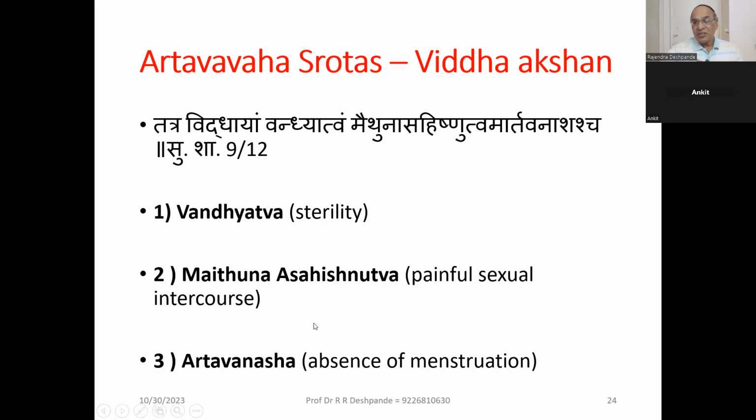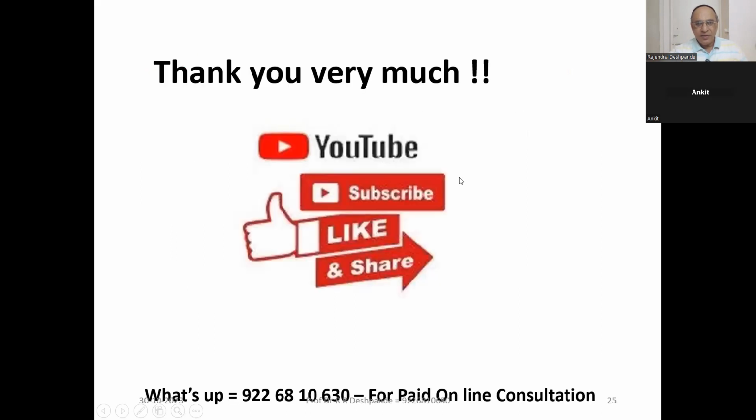Then Artava Nasha, absence of menstruation. That is called amenorrhea. It may be primary amenorrhea or secondary amenorrhea. Because of these bad habits, she may become anemic, and because of the anemia, she will not have a proper menstrual cycle. Okay, I think this is the case with the Lakshana and these three symptoms.